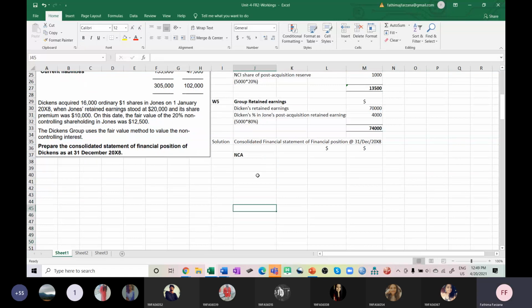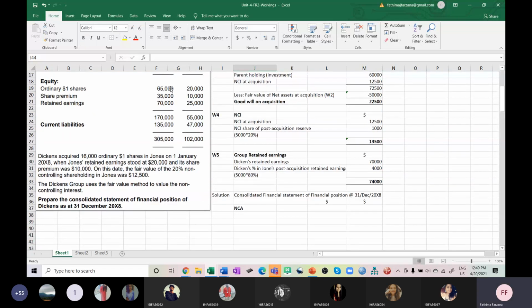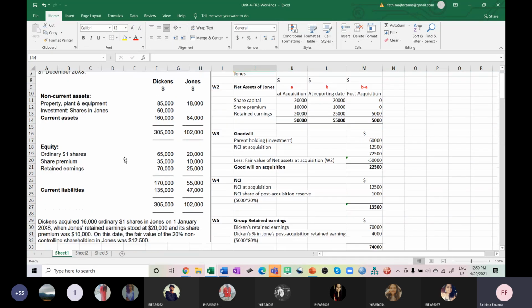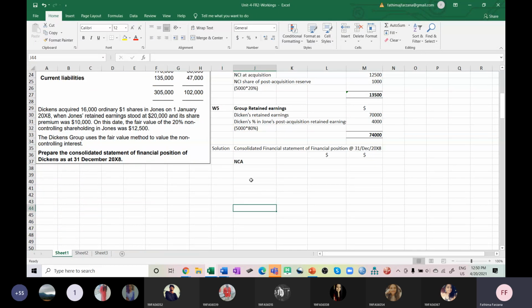Randomly just leave some space. We don't know how much non-current assets we have here. So only two items are there. Only one item, property, plant and equipment, is there, and current assets. So you can randomly leave three or four lines, and then you can start with equity.